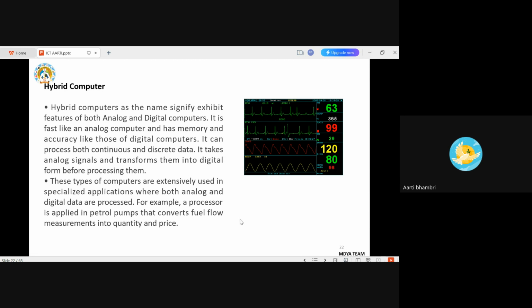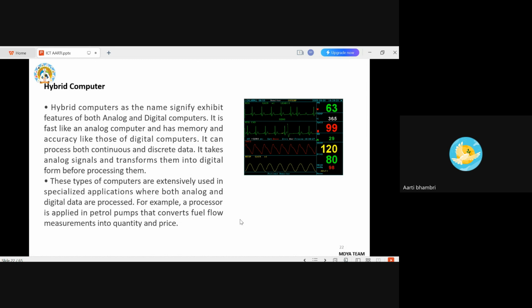A hybrid computer takes the input in the form of analog signals and transforms them into digital form before processing. Before processing, analog signals are converted into digital form, then processing starts. These types of computers are extensively used in specialized applications where both analog and digital data are processed, like in hospitals and in petrol pumps.